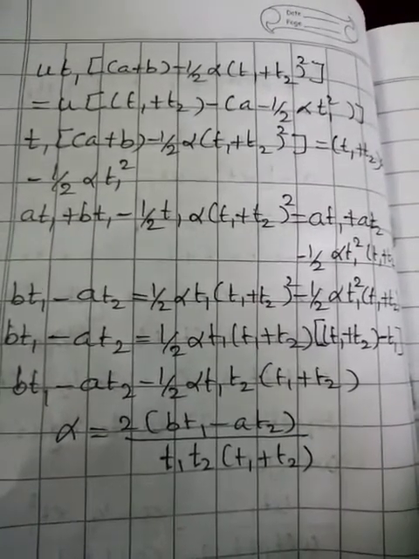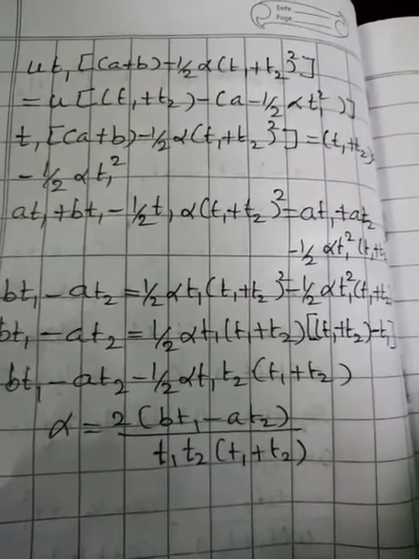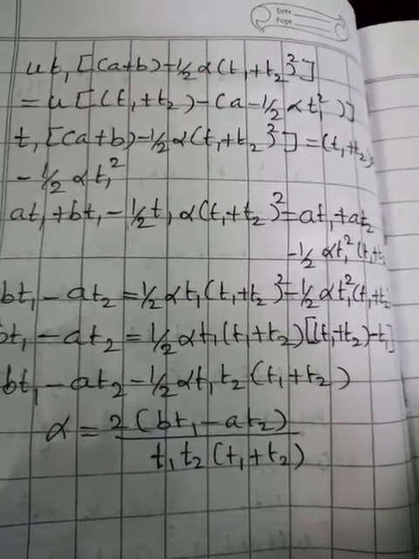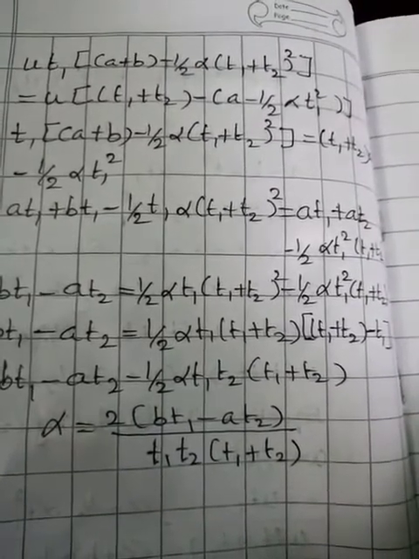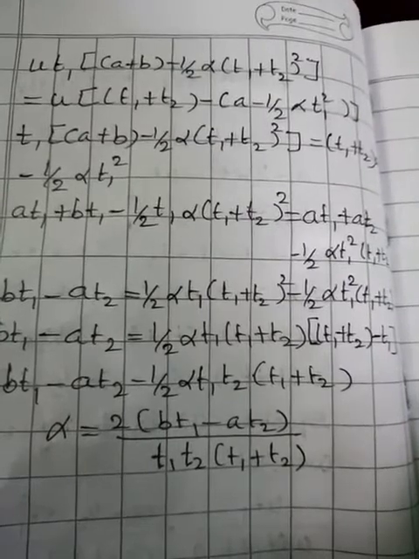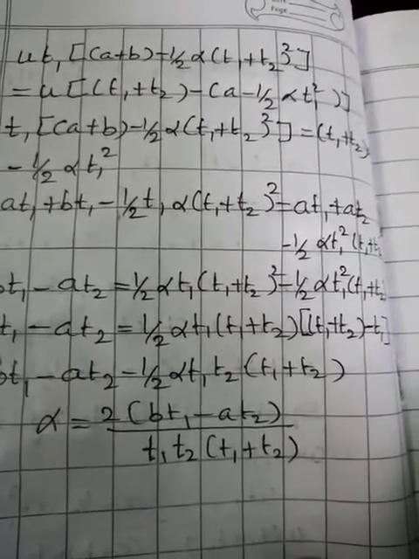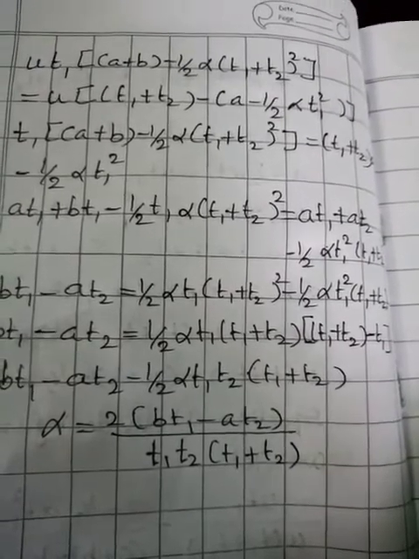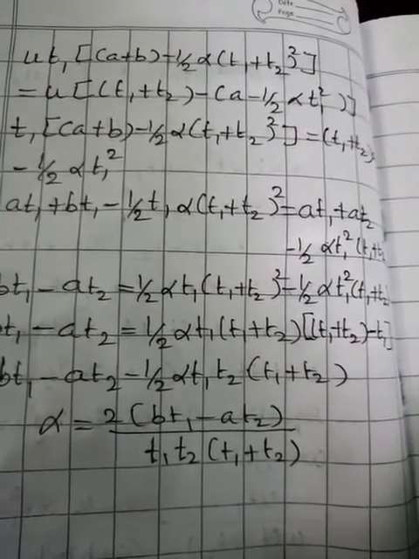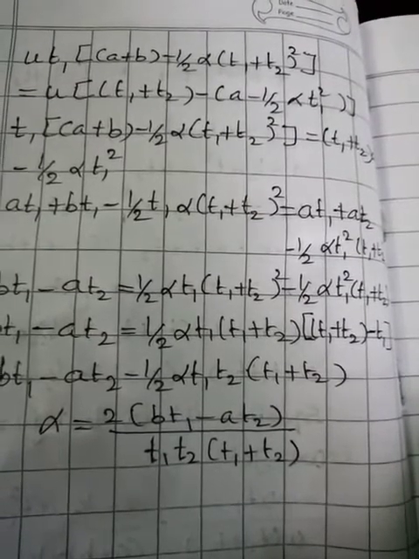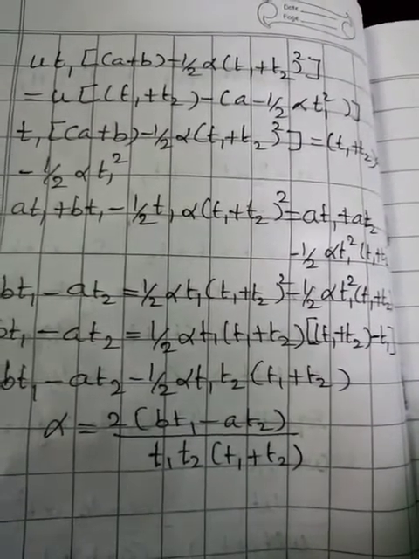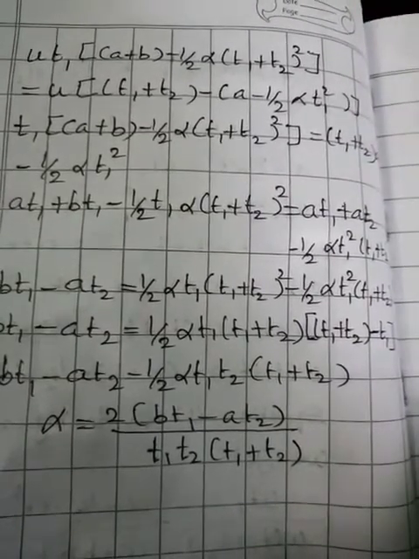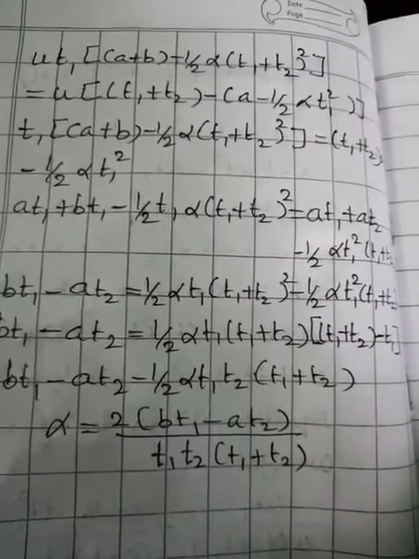Therefore alpha equal to 2 into bracket b into t1 minus a into t2 bracket close divided by t1 into t2 into bracket t1 plus t2 bracket close.